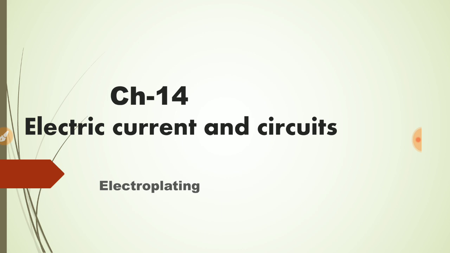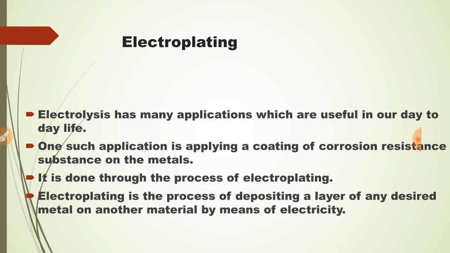What is electroplating? Electroplating is the process of depositing a layer of any metal on another material by means of electricity. It is the important application of electrolysis. In this, we apply a coat of corrosion resistance material on the other metals. It is done by passing the electricity.